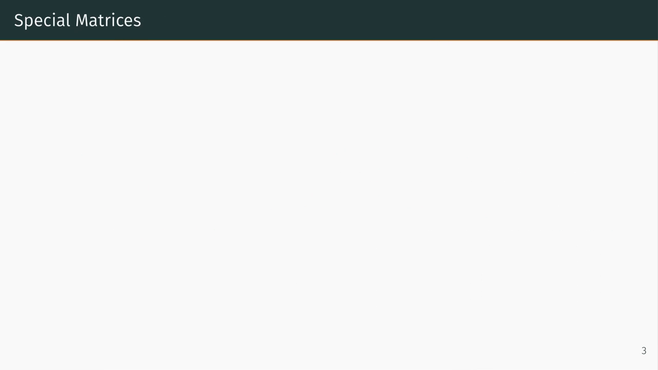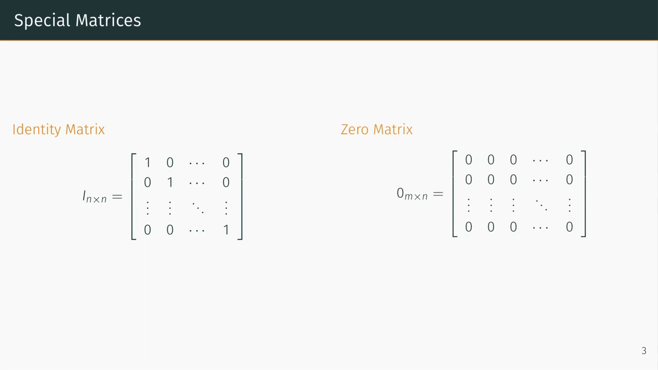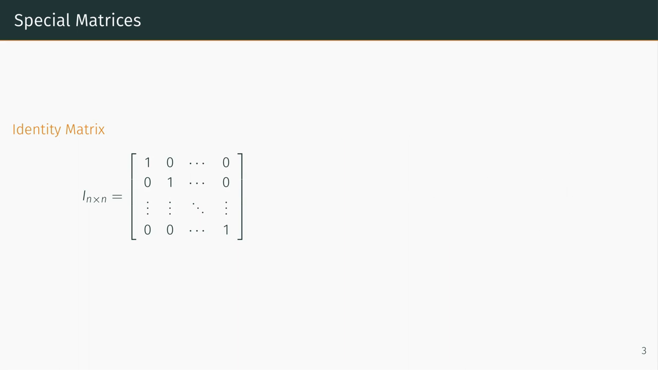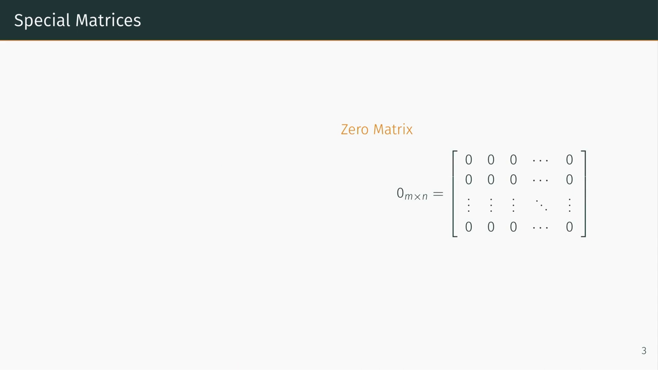There are two special matrices that have special notations, identity matrices and zero matrices. An identity matrix is a square matrix with ones on the diagonal and zeros everywhere else. We notate an identity matrix with a capital I and a subscript indicating its size. A zero matrix is a matrix whose entries are all zero, and it is notated with a zero and a subscript indicating its size. However, if the size of an identity matrix or a zero matrix is obvious from context, we can omit the subscript indicating its size.